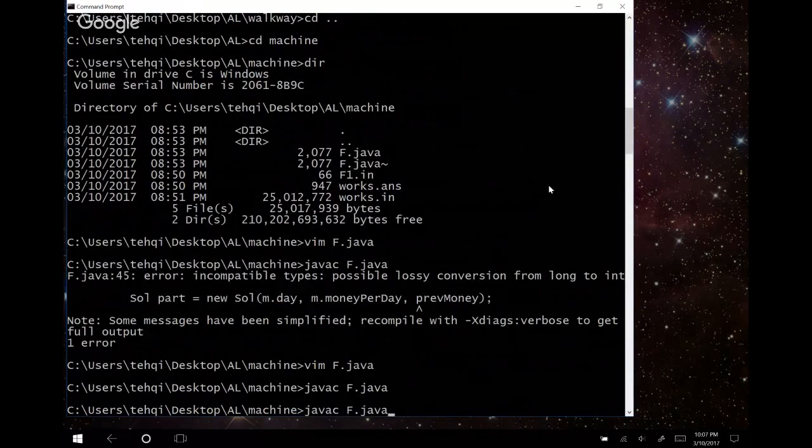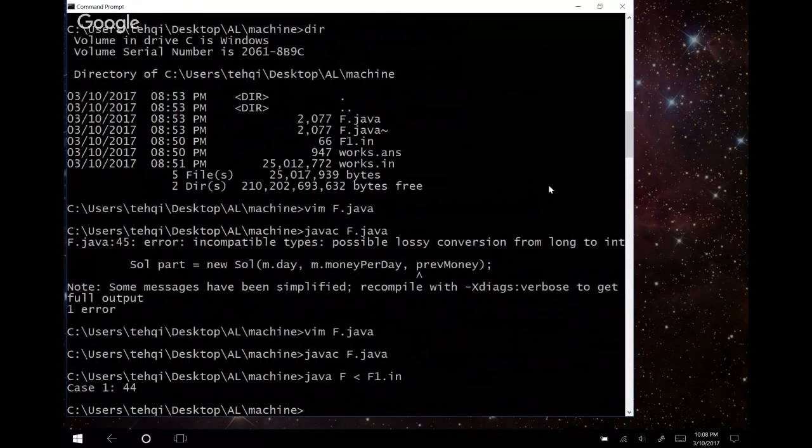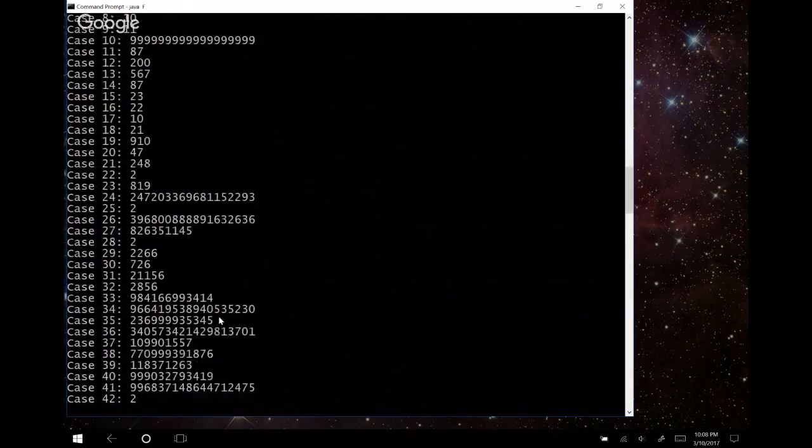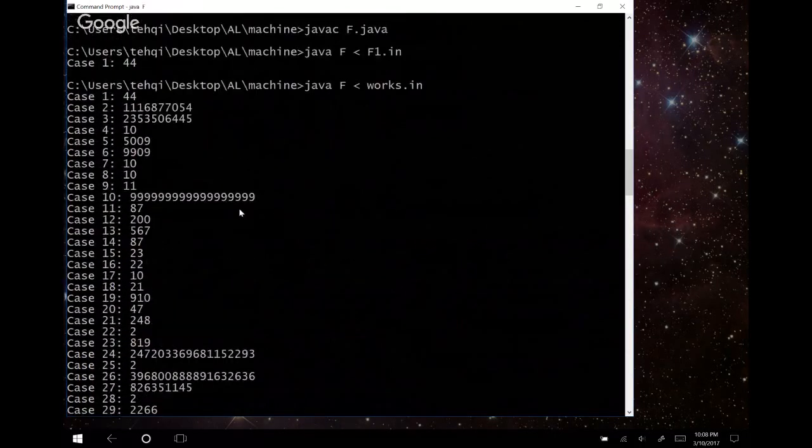Oh yeah, I need to actually run this thing. Let's see if it passes samples. Yes, it passes the samples, the first sample is 44. So this is working. I actually have the data from World Finals downloaded. So this is the MachineWorks data. You'll notice it actually runs pretty fast. So these should all be correct, it seems.